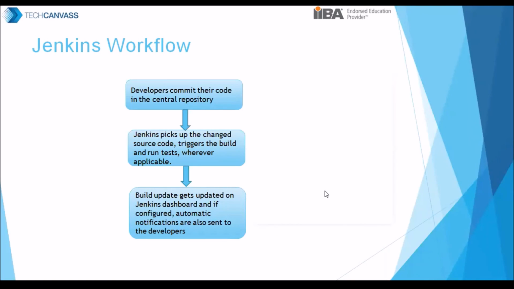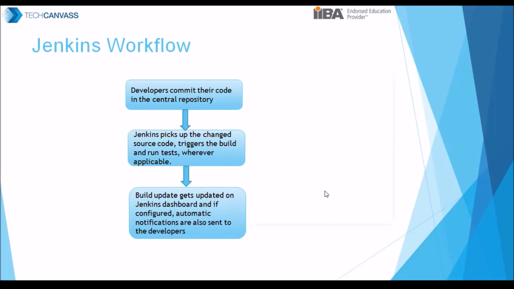So step number 3, the build gets updated on the Jenkins dashboard, and it's configured. Automatic notifications are also sent to the developer. As soon as Jenkins gets the source code, it triggers the build. The build creation starts, and at the same time, the automated tests which are integrated with Jenkins run. Say, for example, it has failed. The dashboard will show an icon which says it failed, and the console output will give you the reason for failure.